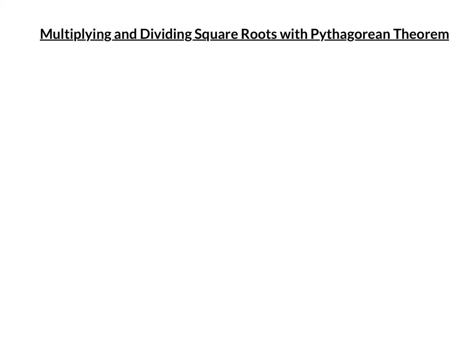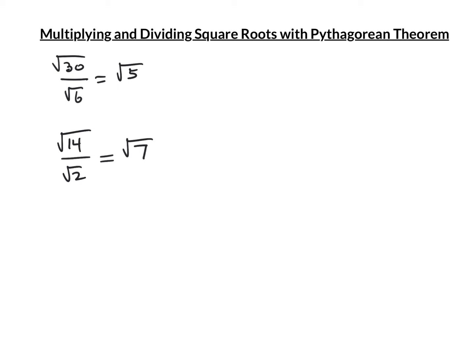It works then just the way you think it ought to. The square root of 30 divided by the square root of 6 is the square root of 5. The square root of 14 divided by the square root of 2 equals the square root of 7. Be aware, though, that they both have to be roots to divide them, just like they both have to be roots to multiply them.